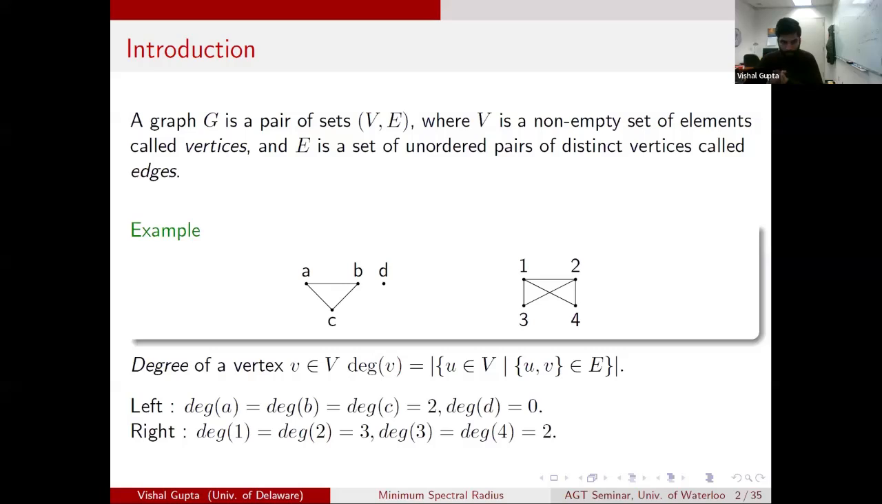And another standard term from graph theory is the degree of a vertex. The degree of a vertex v is the number of vertices that vertex v is directly connected to by an edge in the graph. So for example, for the graph on the left, the degree of vertices A, B, and C is 2. They are connected to two vertices in the graph. Whereas the degree of vertex D is 0. It is not connected to any vertex in the graph. And likewise, for the graph on the right, the degree of vertices 1 and 2 is 3, and the degree of vertices 3 and 4 is 2.